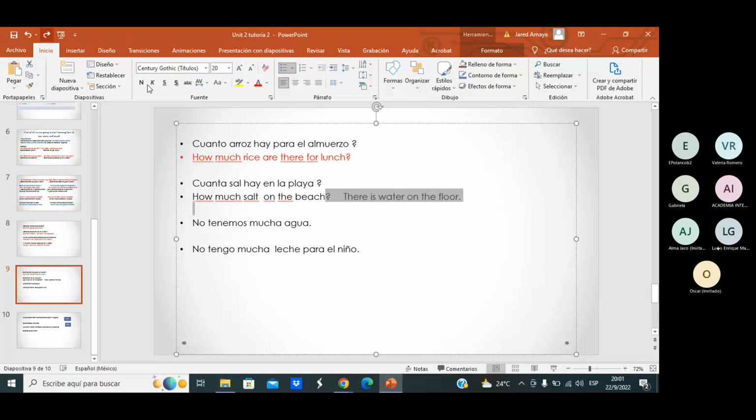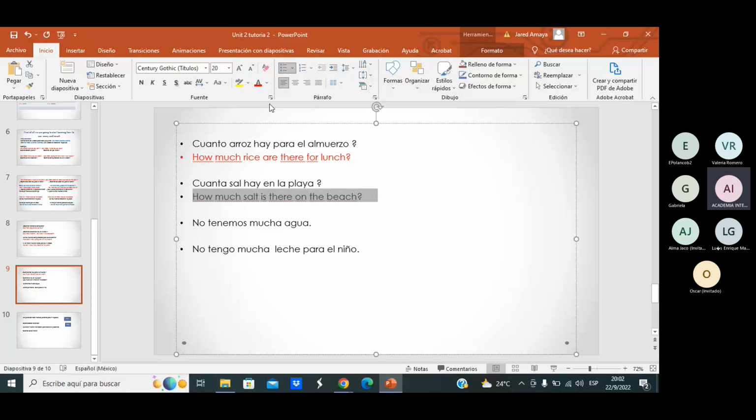¿Cómo haría esa oración? ¿Cuánta sal hay en la playa? How much salt are there? Is there? There is? There are? Which option? ¿Cuál opción? How much salt is there? Is there? Porque es una pregunta, ¿verdad? Acordémonos que con sustantivos incontables usamos there is y no there are. How much salt is there on the beach?